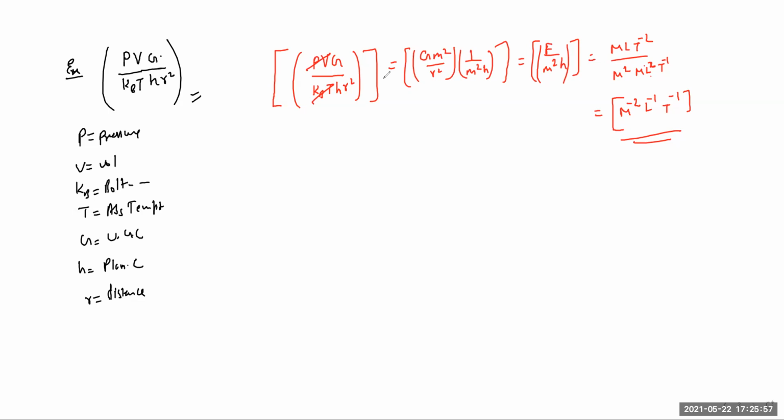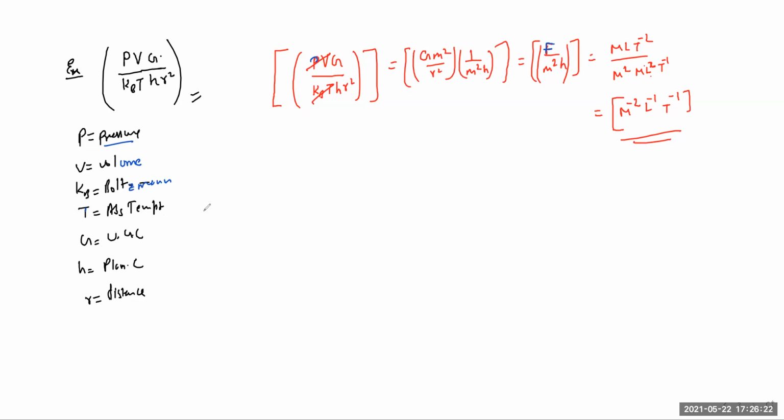Why did I cancel PV and KBT? Yes, I have written here V is volume, P is pressure, Kb is Boltzmann constant. Sir, I'm having some connectivity issue. Could you explain this again? Why did you cancel that PV?